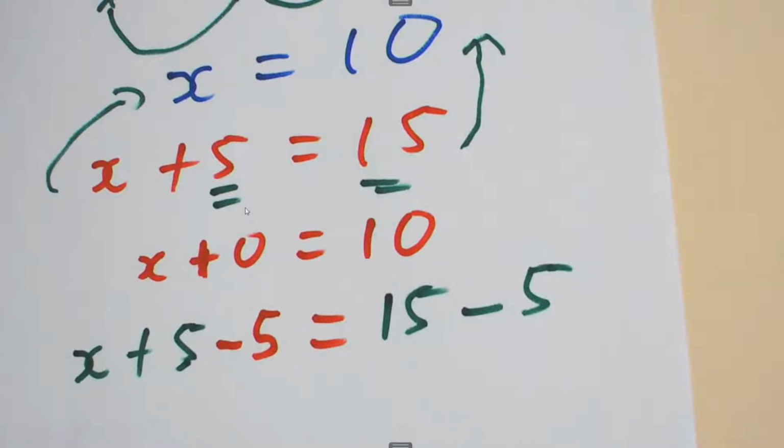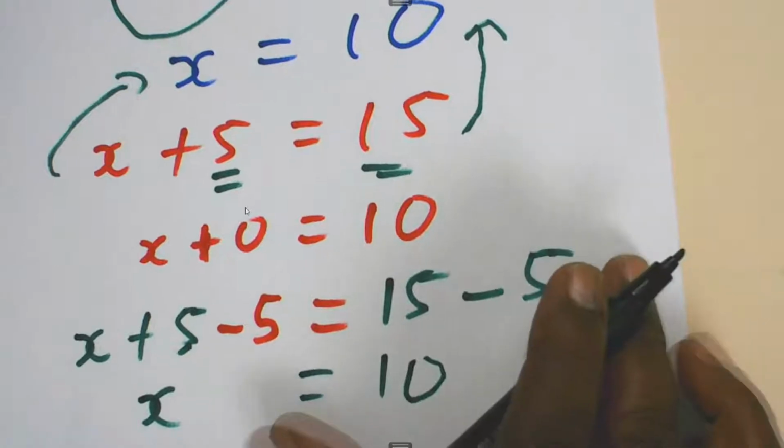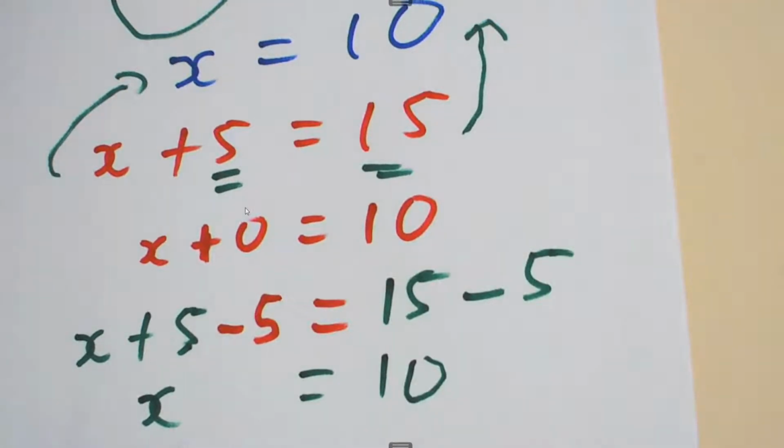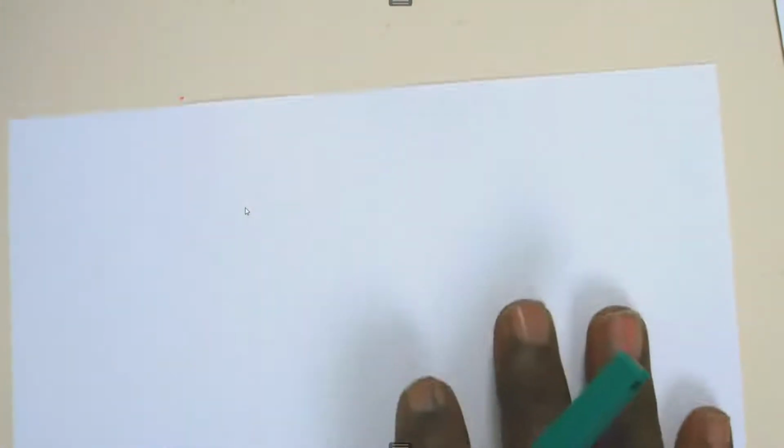Meaning x, 5 minus 5 is 0, 15 minus 5 is 10, to get the value of x. Let's check once more. Another question.